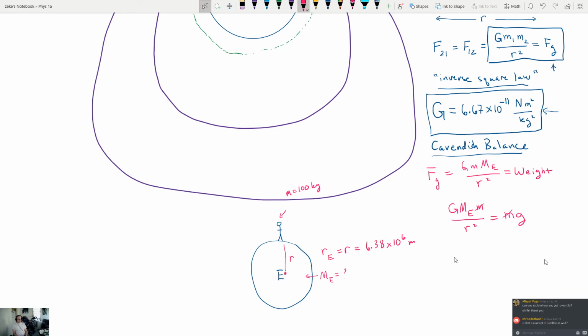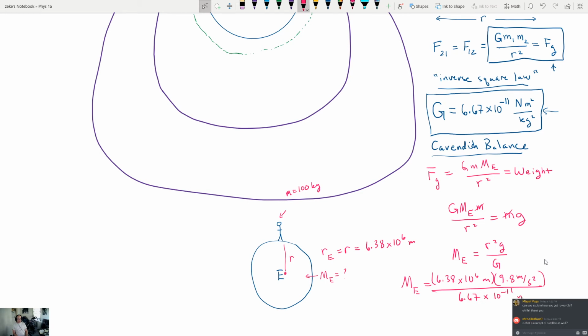Okay, now our goal was to find the mass of the Earth, so inverse solving this, we get that the mass of the Earth should be equal to r squared times g divided by G. I think I have enough room here. So this is equal to, we take the radius of the planet, we multiply by g, which is 9.8, and we divide by big G, which is 6.67 times 10 to the minus 11.